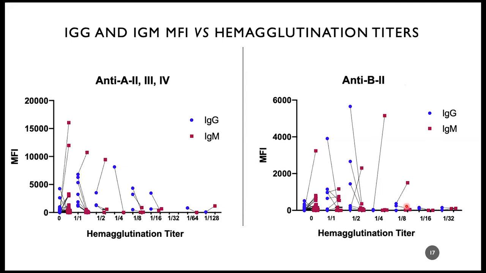This observation is very important because in transplant, when you're looking only at the hemagglutination data, you could falsely say that a patient is not suitable for transplant, but really they have very little antibody.